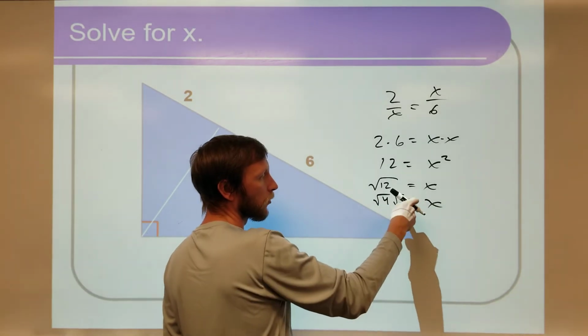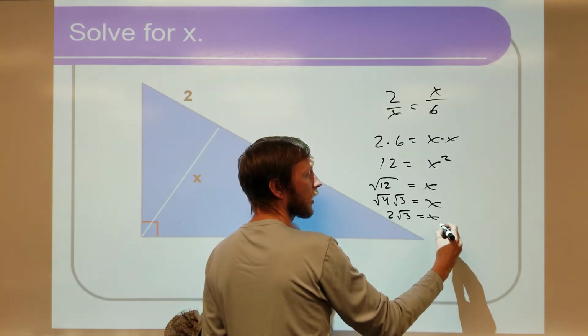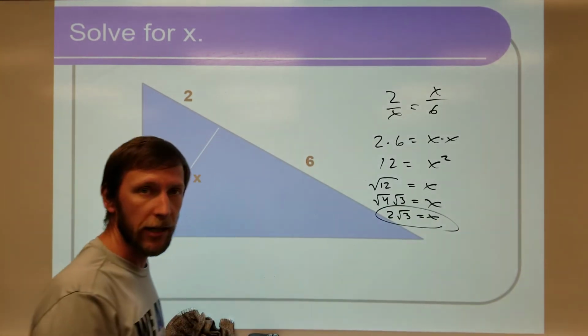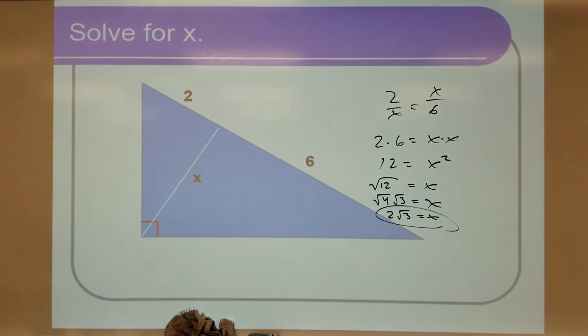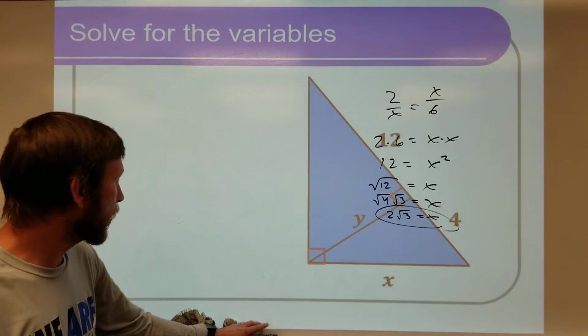So square root of 4 and square root of 3 make the square root of 12, or the square root of 4 is 2. The square root of 3 we cannot simplify. So we find out that the length of that segment is 2 square roots of 3. All right, on to the next part, we'll see another example with that.